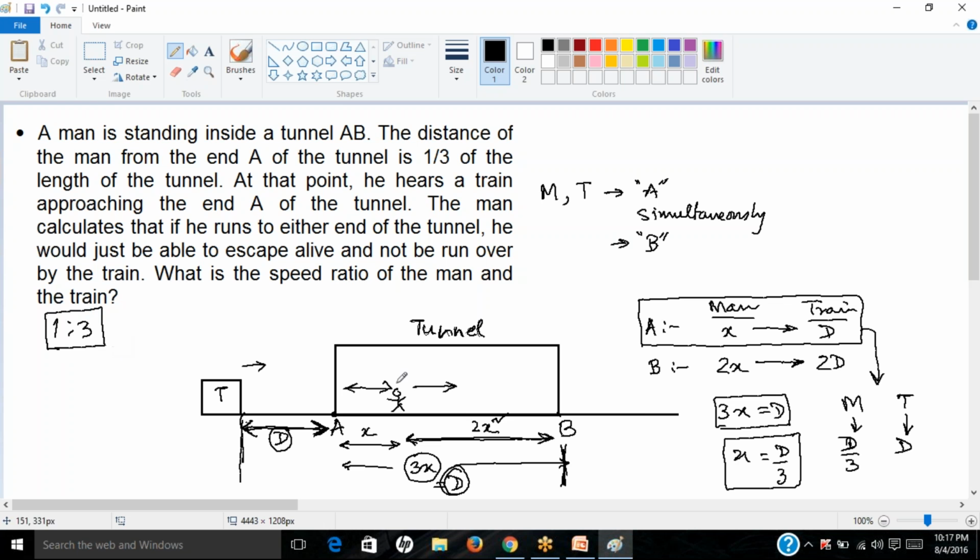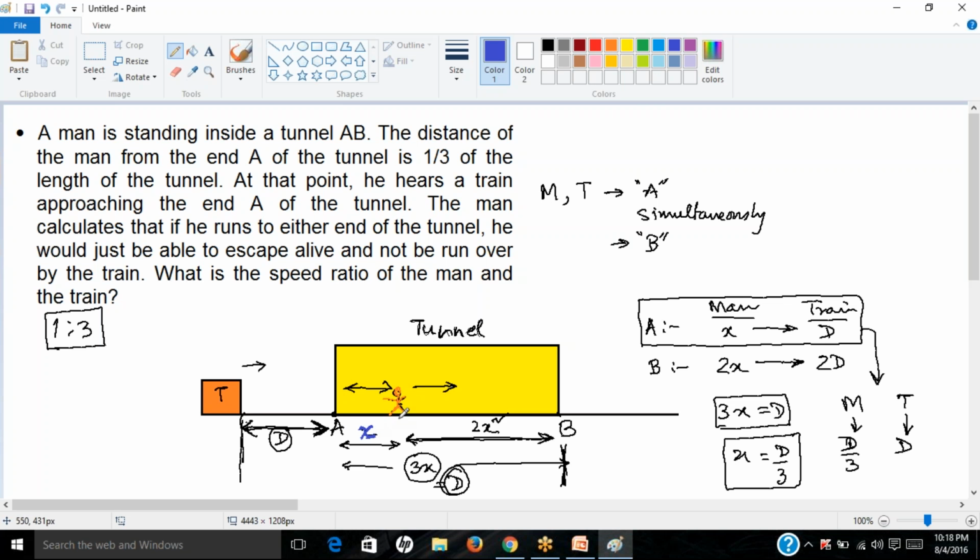Alright, I am repeating this now. Lot of students just now came, so I am just going to repeat the concept once more. See, what I am saying is, this is your tunnel, let's say, and this is the train. The man is standing here in such a way that it is mentioned that he from end A is 1/3 the length.